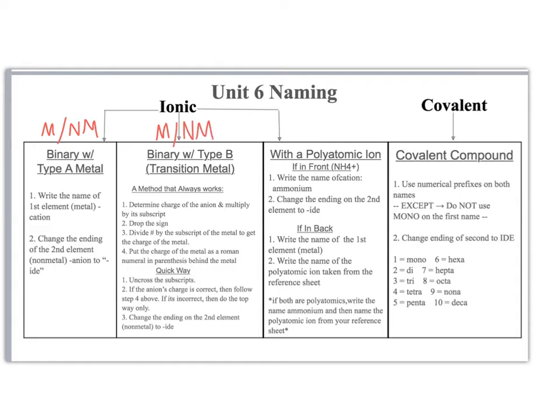Ternary ionic compounds, where we will most often see that there is a metal paired with a polyatomic ion. Sometimes we'll see the ammonium ion paired up with a nonmetal, and occasionally we'll see 2 polyatomic ions paired together. And then the covalent compound that exists between 2 nonmetals.